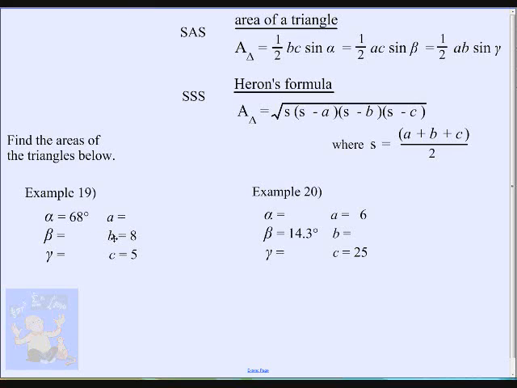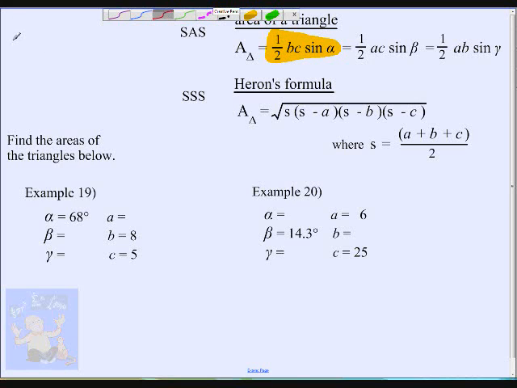This one, we can use SAS, can't we? We haven't got the side opposite, but we've got the two adjacent sides, so we can use this one. And which of the variants are we going to work with? We've got B and C and alpha. So we go for this one right here. This is the one we're going to work with.